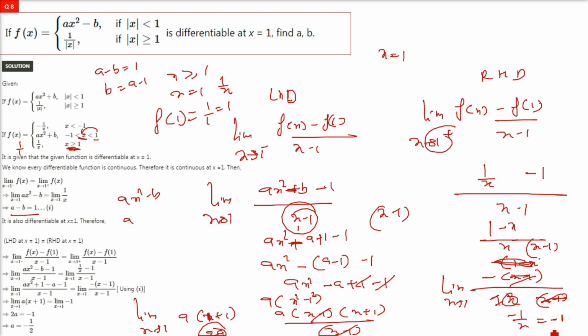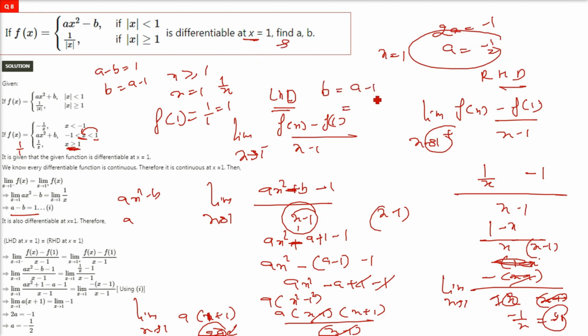Now LHD is 2a, RHD is negative 1. Since it is differentiable, you can always equate the left hand derivative with the right hand derivative. Just equate it: 2a equals negative 1, so a is equal to minus half. When you get a as minus half, you already have a minus b equals 1. Put it in this equation: minus half minus 1 is minus 3 by 2. So b is negative 3 by 2. a is negative half, b is negative 3 by 2. This is how you can compute it.